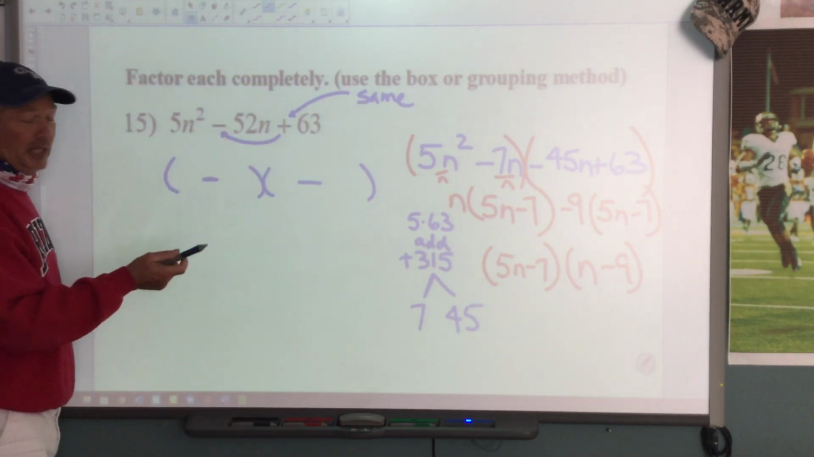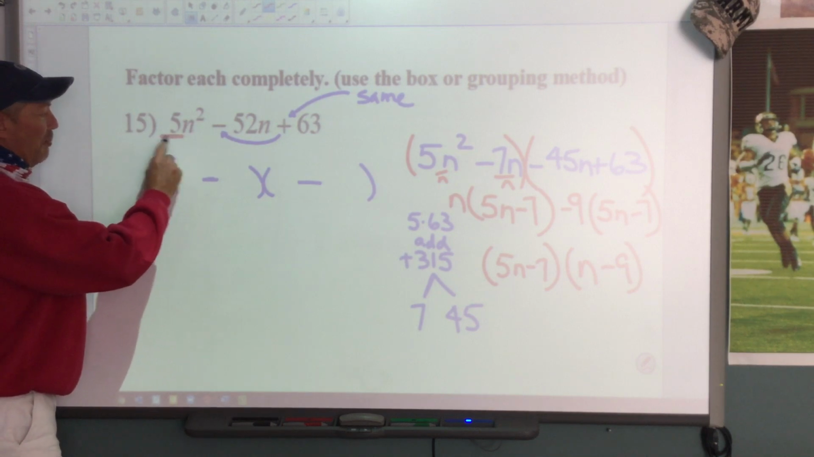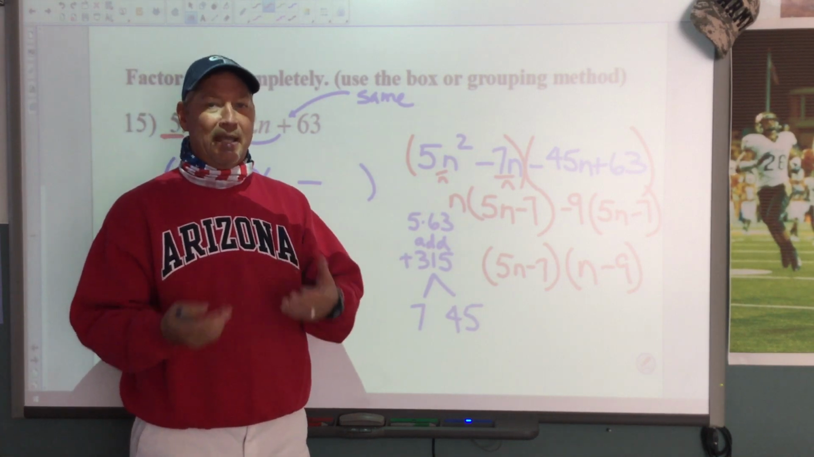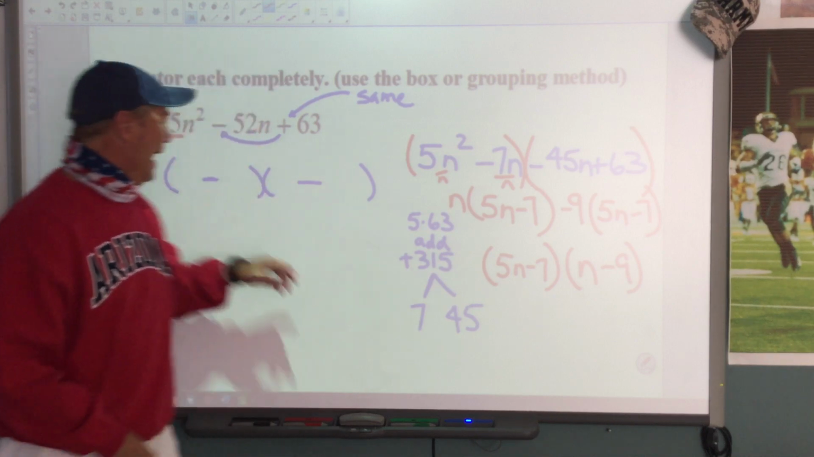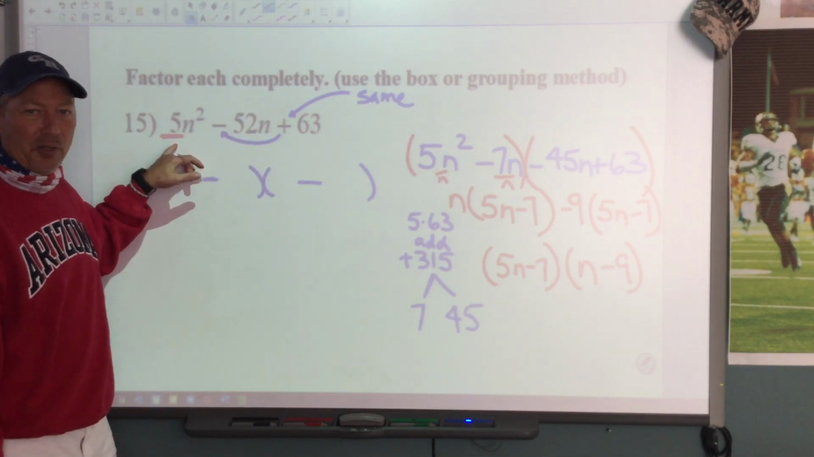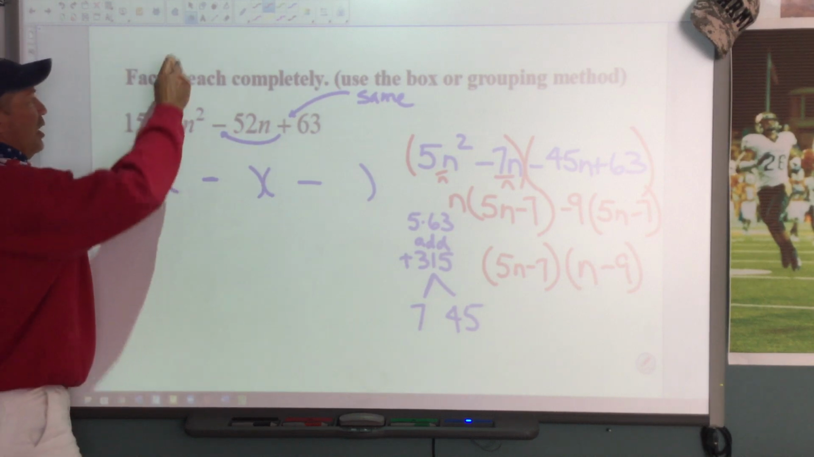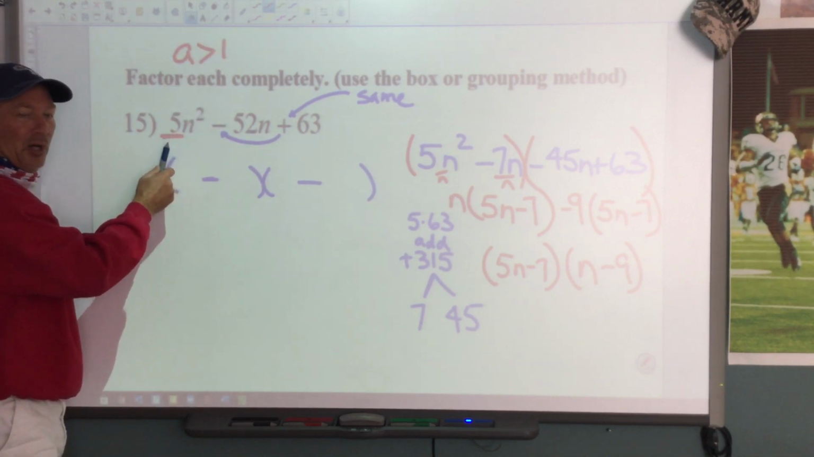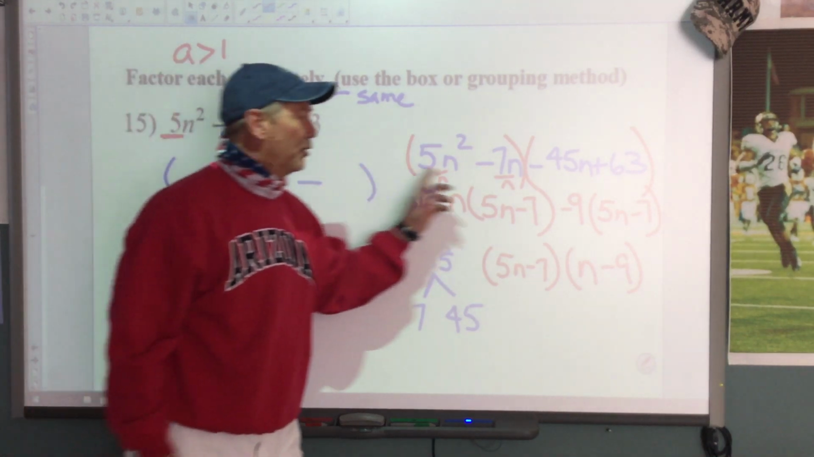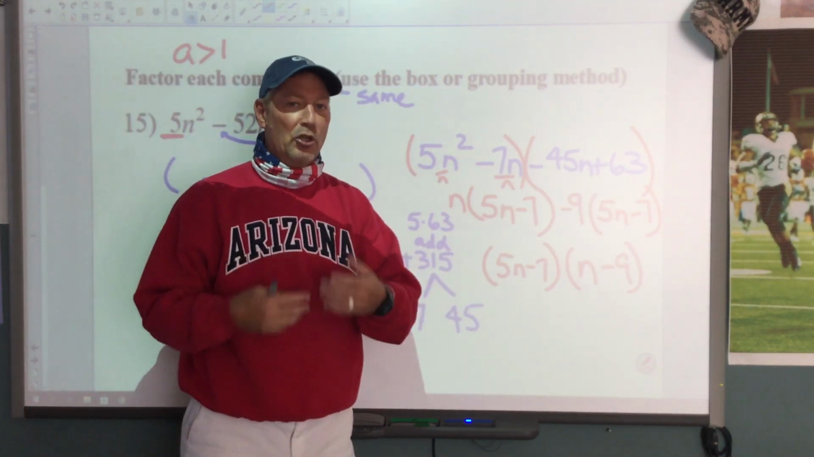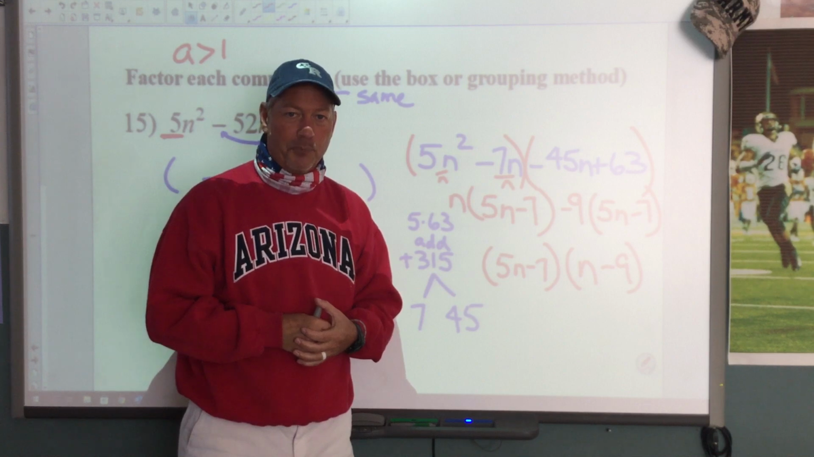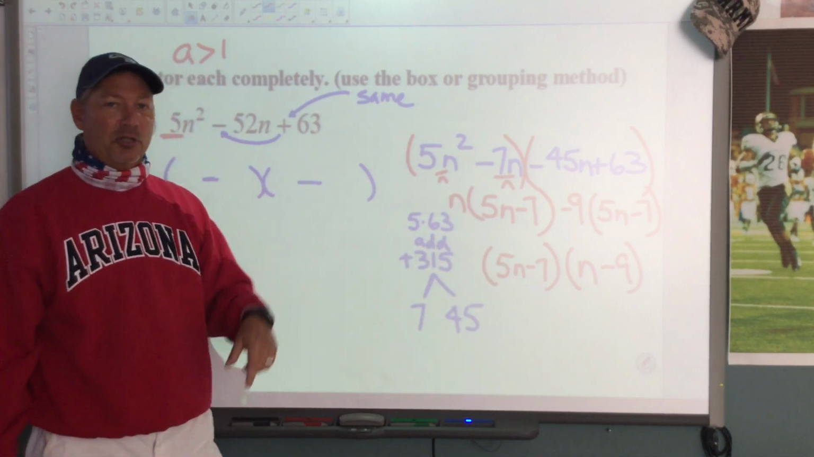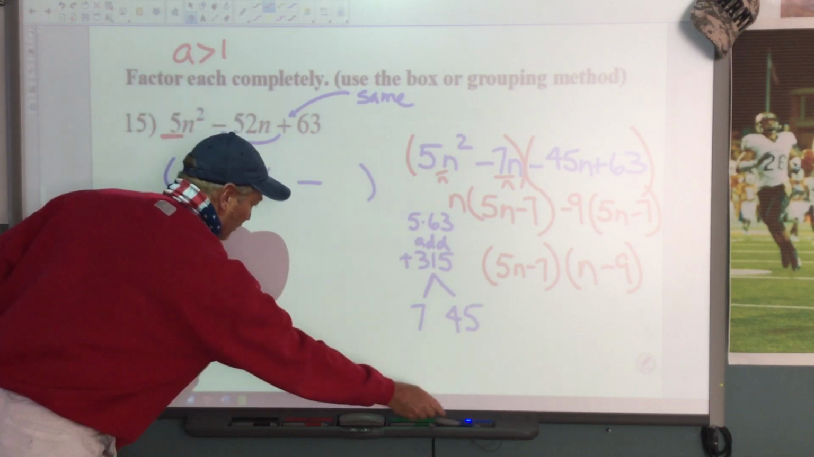Now, when can you use this? You can use it almost any time, but we like to use it the most when I have a number in front of my x squared or my n squared, when my a value is bigger than 1. We like to say a is bigger than 1. This number is bigger than 1, so we have to use the grouping method, or I'm going to show you what's called the box method, and I'm going to let you choose. This is called the grouping method. Now I'm going to show you the box method.